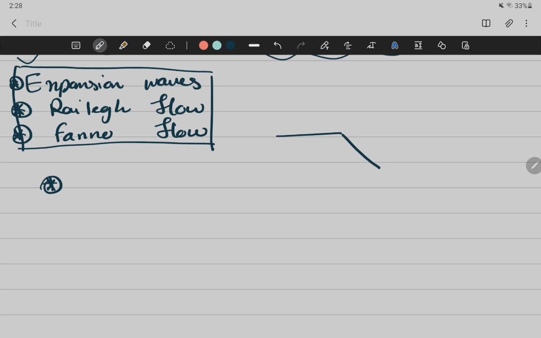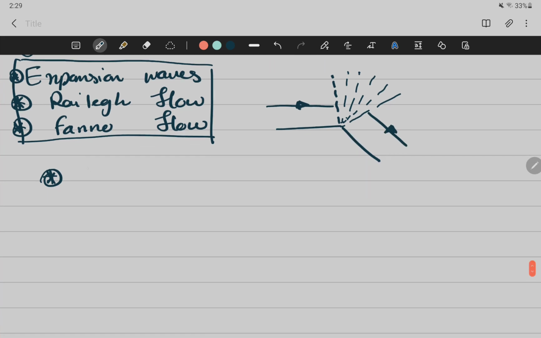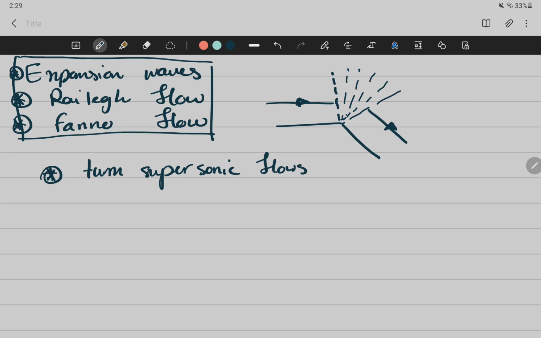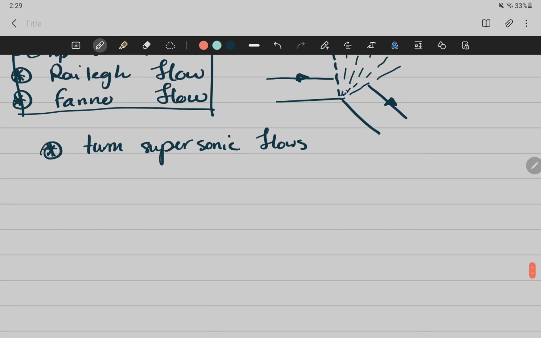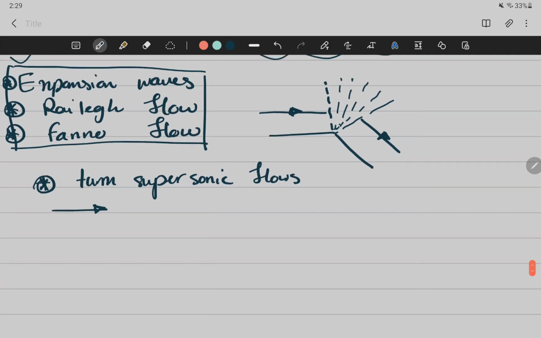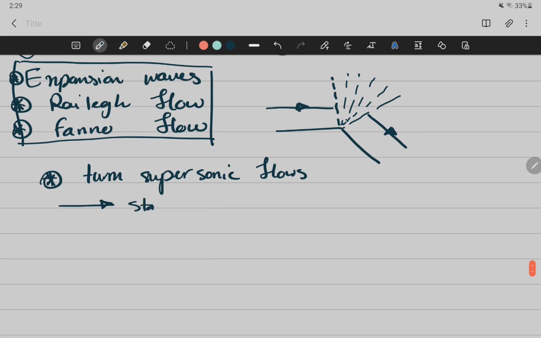So essentially, you will get this region of Mach waves in which you will get incremental changes. Upcoming flow, maybe supersonic or subsonic, doesn't really matter. And then it will turn. So the main function of expansion waves is to turn the supersonic flows. And during this turning, the static pressure will drop.